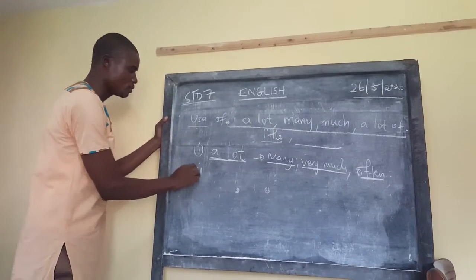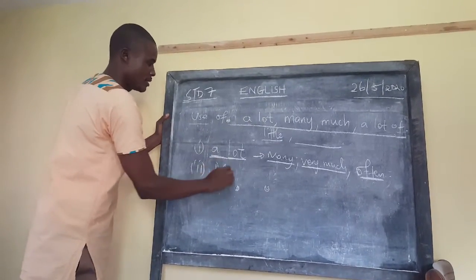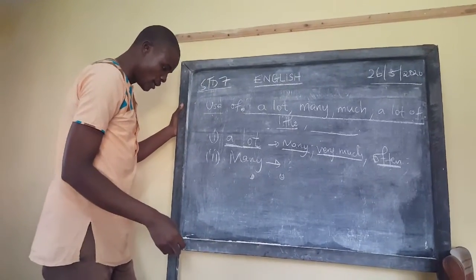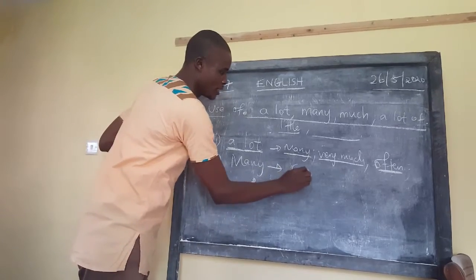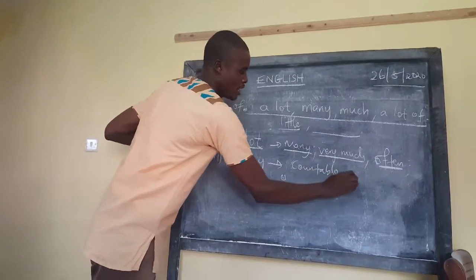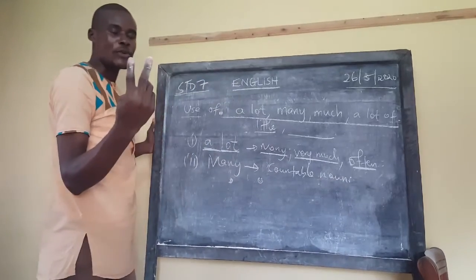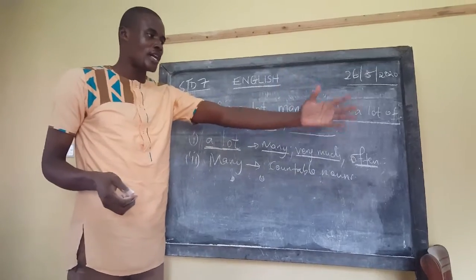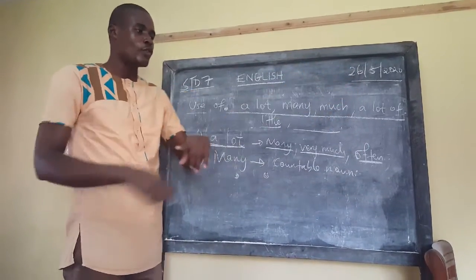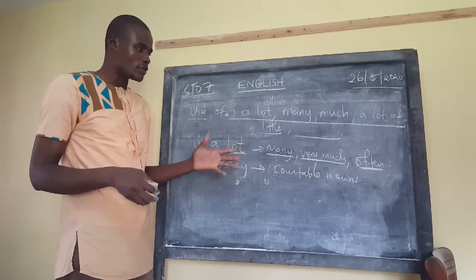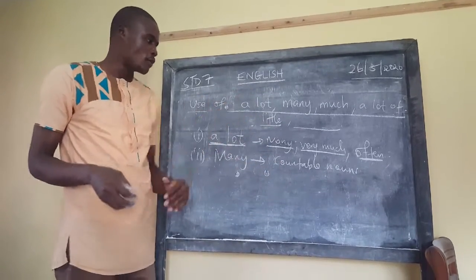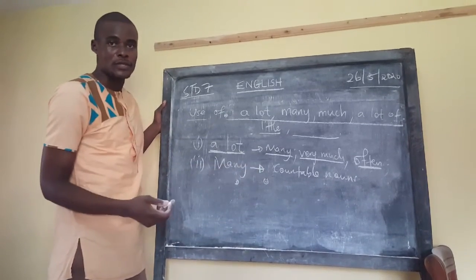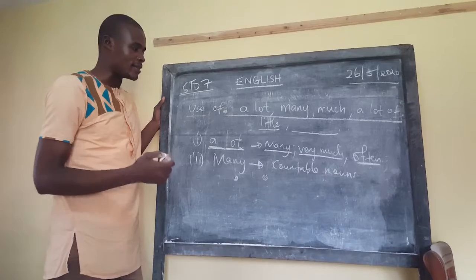Then we have number 2. That is many. Many is used with countable nouns only. We have 2 categories of nouns, learner. We have countable nouns, those that we can count. Like if you have many phones, you can count them. We have phone A, phone B. If you have books, I have book 1, book 2, book 3. So you are able to count them. So we can talk of I have many books, I have many phones, and so on.